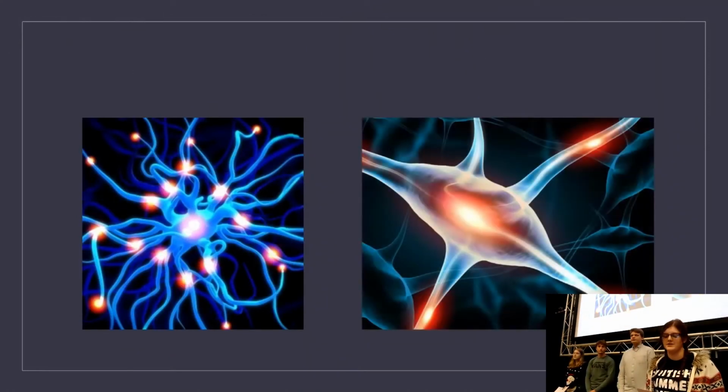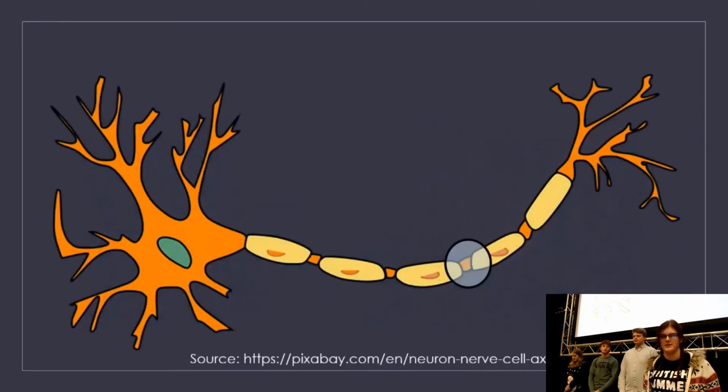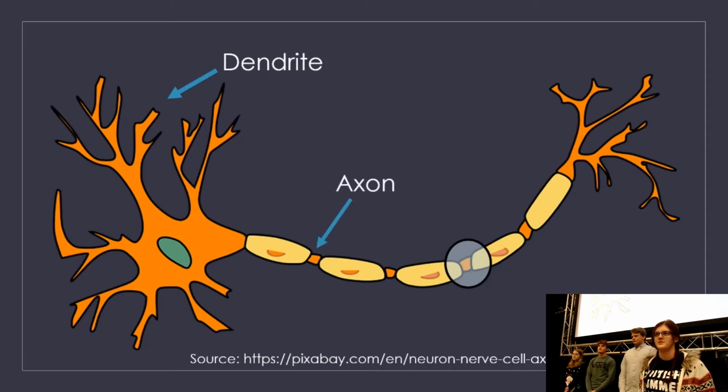On the screen, you can see two images of a neuron cell. There are three main parts to a neuron: the dendrite, which contains the nucleus of each neuron, the axon, which is protected by the myelin sheath, and the axon terminal.